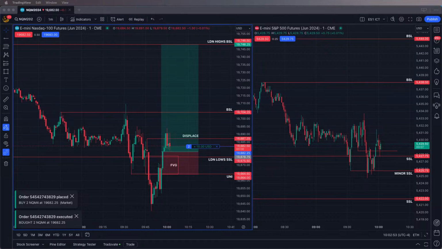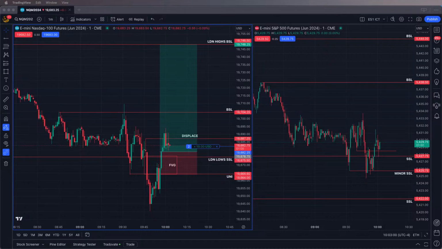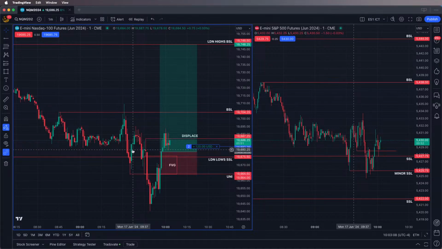Order filled. Rejected. Alright, so I entered long on NQ 19,680, and this is our second trade of the day, and this is our final trade at the same time as well. So we won't be taking any further trades.